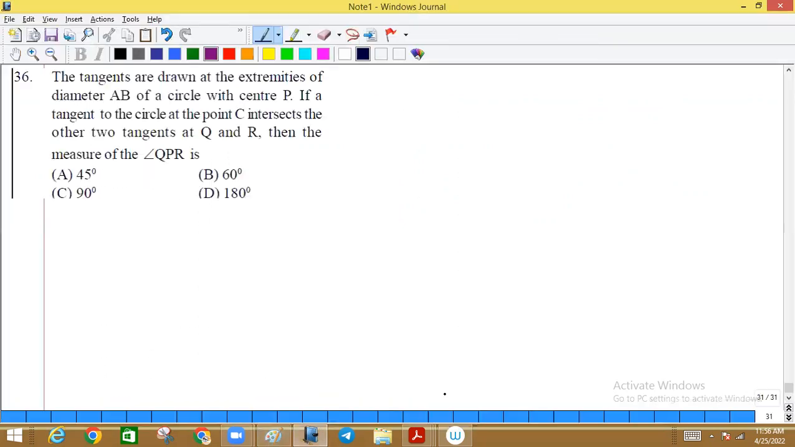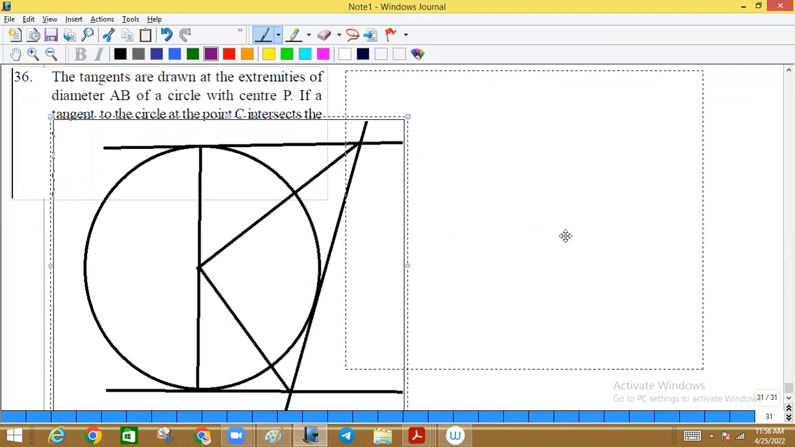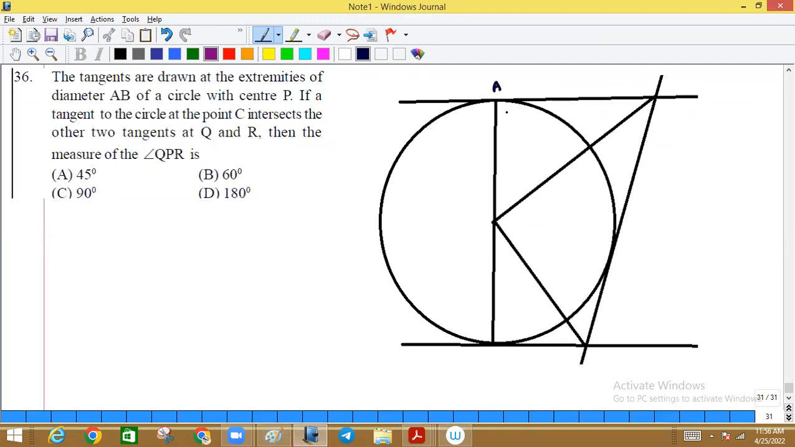See here. A and B. At C also you are drawing. It intersects the two tangents at where? To the center P. So it intersects at Q and R. This is Q and this one is R. He's asking you what is QPR. So you draw a line here like this. This is also a tangent we know, right?